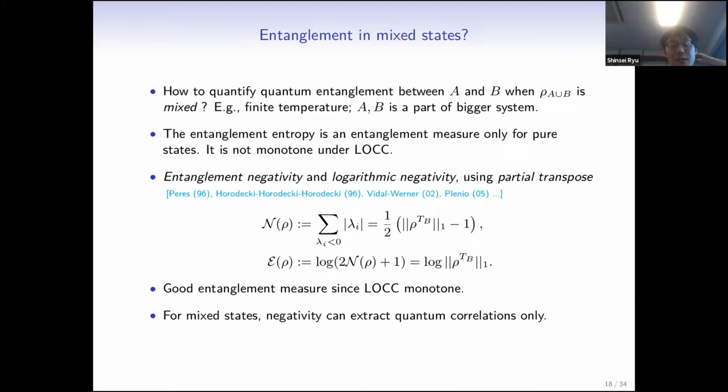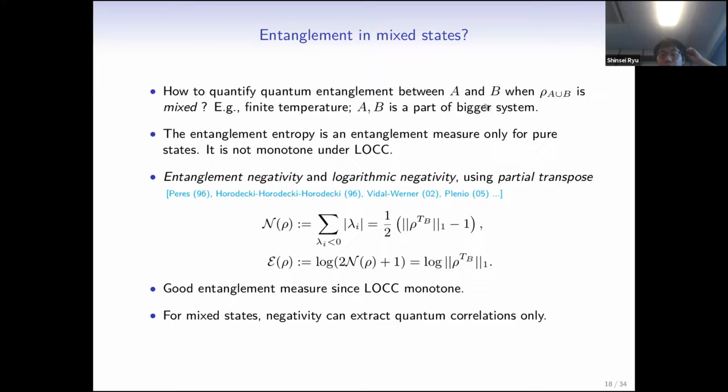So now I want to move on to different, if there are no questions, I want to move on to different entanglement measures, such as entanglement negativity. So let me first briefly mention what entanglement negativity is. So it is related to this question, how to quantify quantum entanglement for mixed states. Okay. A mixed state density matrix can appear, for example, if we consider a finite temperature state, or if I consider a reduced density matrix, then it is naturally mixed.